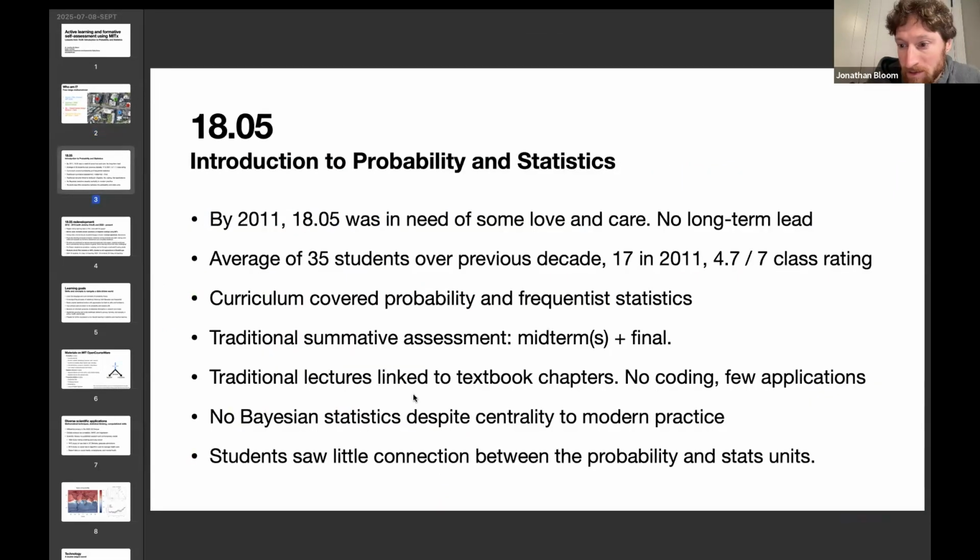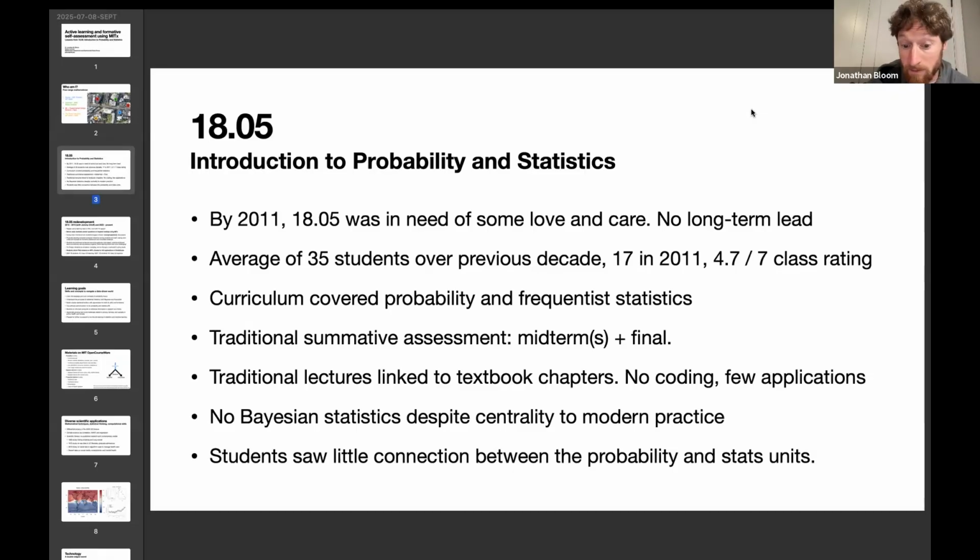The course that I teach in the spring in the math department is 1805, which is the Introduction to Probability and Statistics. So just some history. This course has existed a long time, and in 2011, it was in need of some care. It had been handed off semester or year after year for a while. The class size had gotten quite small. The ratings were a bit poor.